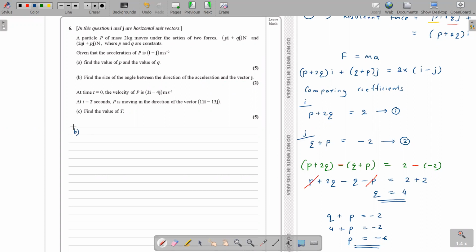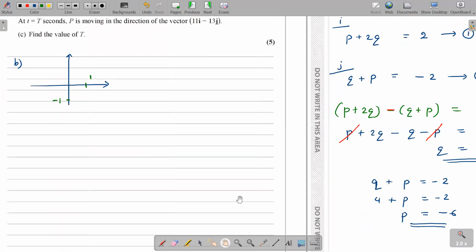The best thing you can do is just draw a diagram to represent the direction of acceleration. How do we mark it on the diagram? There is the vector J. Vector J is the y-axis, and vector I is the x-axis. So when they say I minus J, the coordinate is 1I minus 1J, so basically 1 comma minus 1. Are you with me? It's 1 comma minus 1, right?